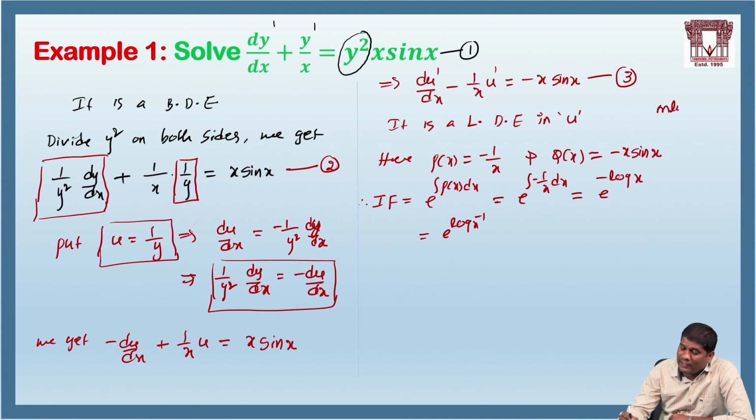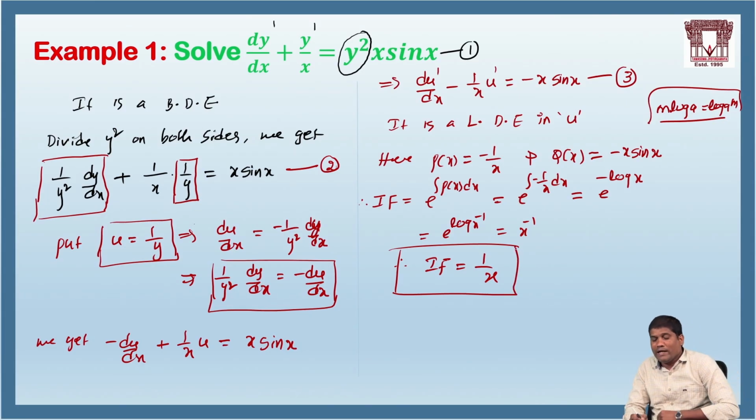m into log a is log a to the power m. According to this principle, I wrote the minus log x as log x to the power minus 1. And e and the log will be cancelled. Then we can write x to the power minus 1. X to the power minus 1 means 1 by x. Therefore, its integrating factor is 1 by x.